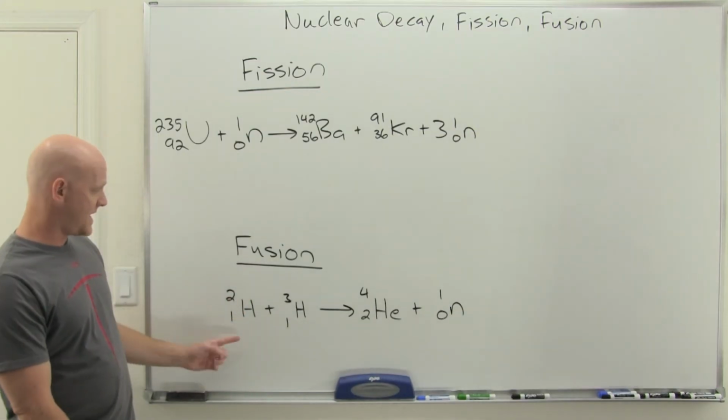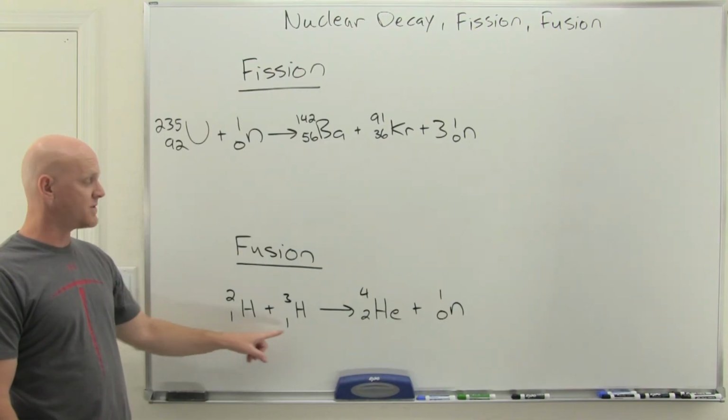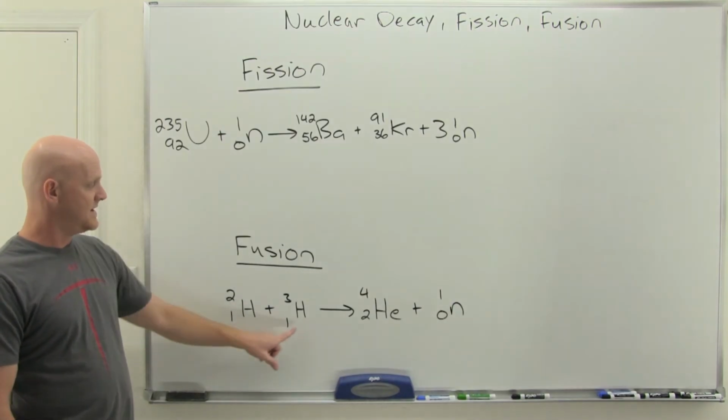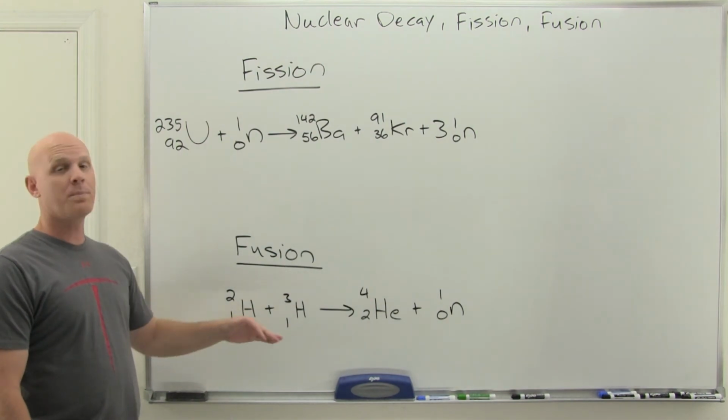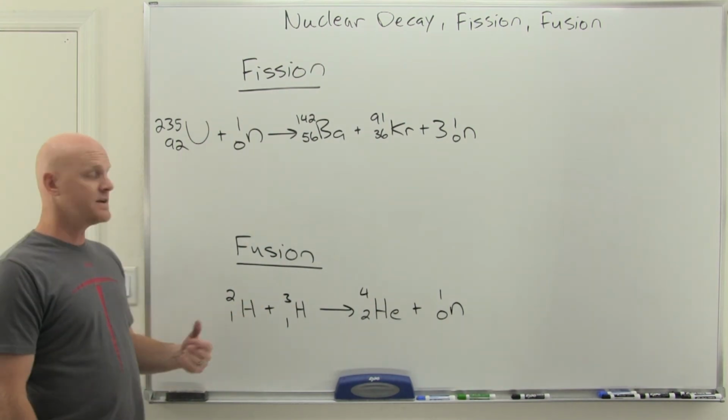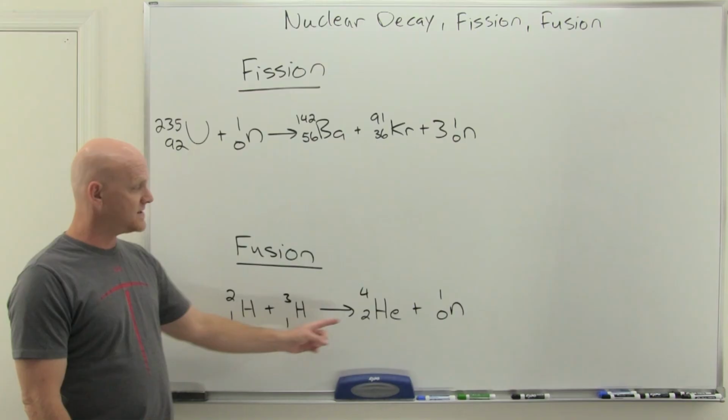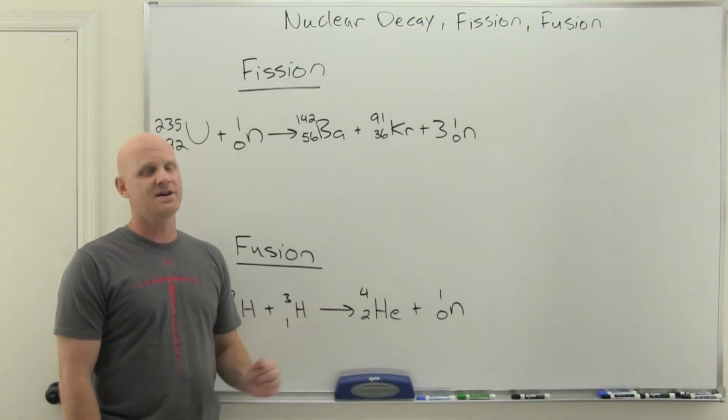But here we've got, it turns out, heavy hydrogen. These are both forms of heavy hydrogen. We call this one deuterium, this one tritium. They just have extra neutrons. So they themselves are produced by nuclear fusion going on in the sun. But in this particular reaction, it's where the helium in the sun gets produced.